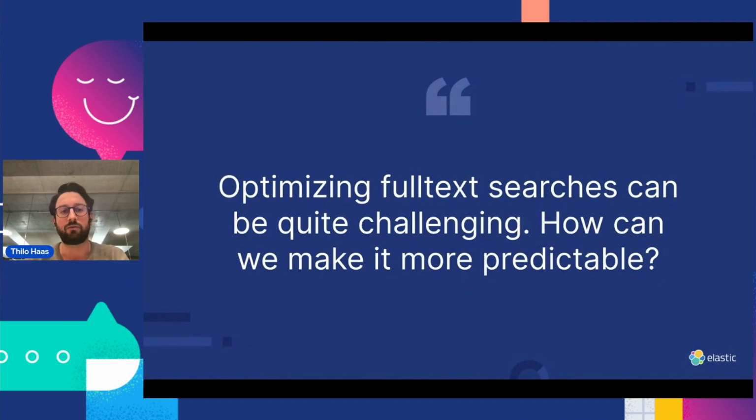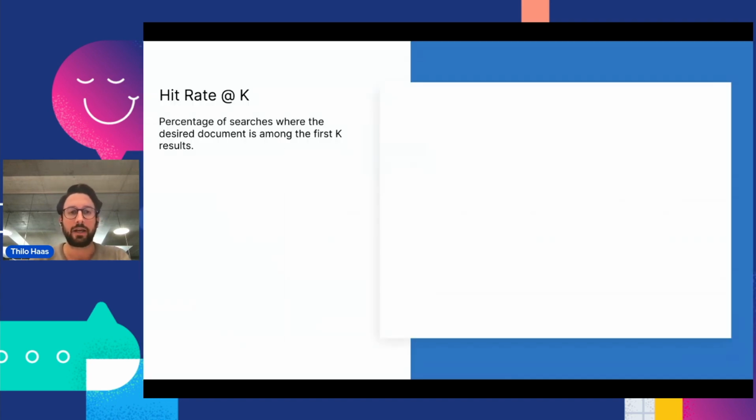But first of all, what does a good search engine actually mean, and how can we measure it? We need some kind of KPI, one that can objectively measure the success and quality of a search engine. One KPI, for example, would be the hit rate at K. It measures the percentage of searches where the desired document is among the first K results.